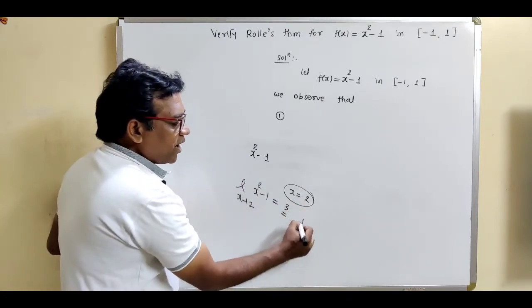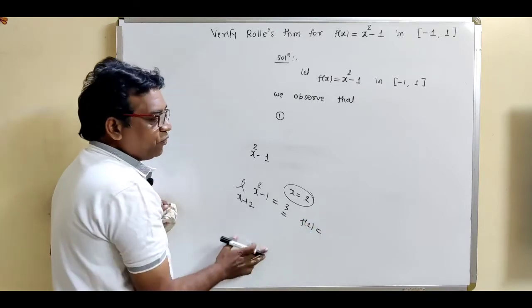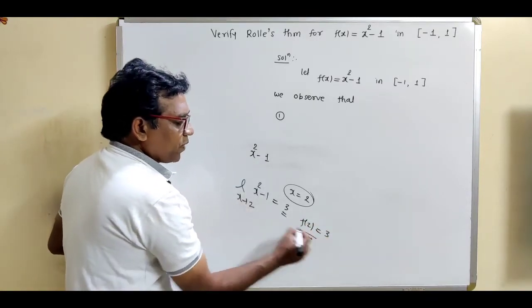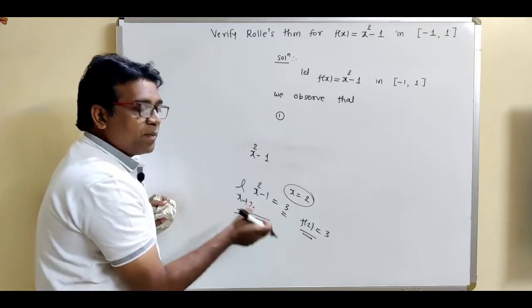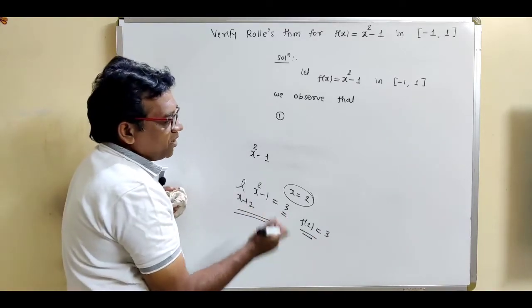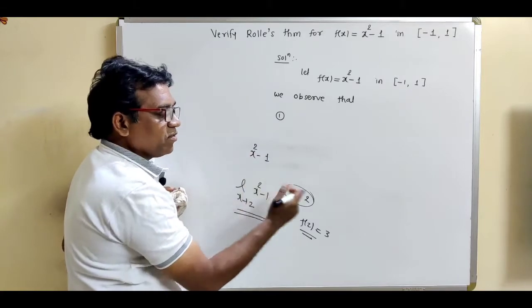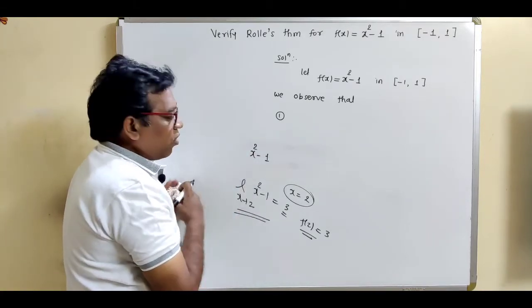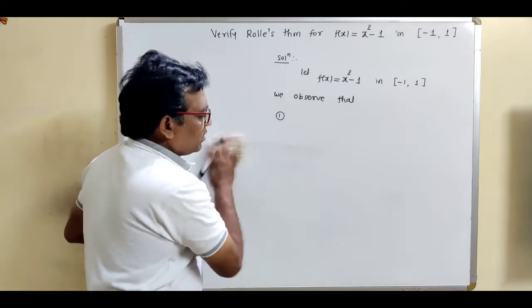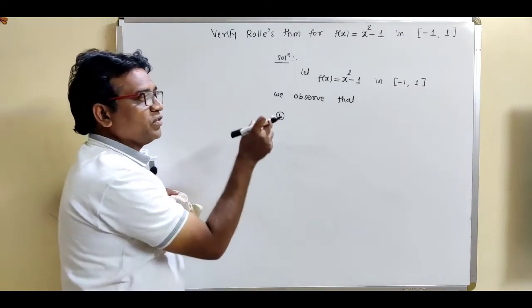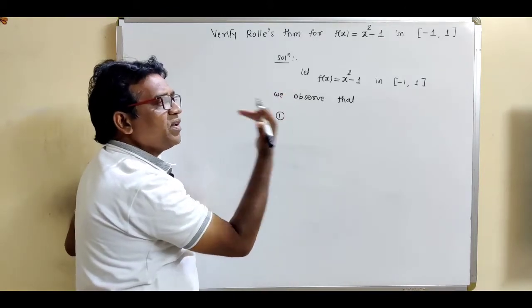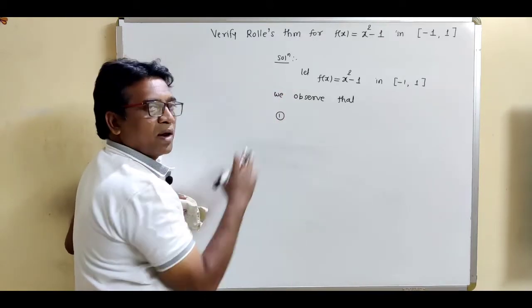What is the value of the function at x equal to 2? Just find out f(2). Put x equal to 2, 4 minus 1, so this is again 3. So the limit of the function is the same as the value of the function. So obviously this is a continuous function at x equal to 2. So we can check for every point. Or we can say, because this is a polynomial function, and we know that every polynomial function is always continuous on the real line.